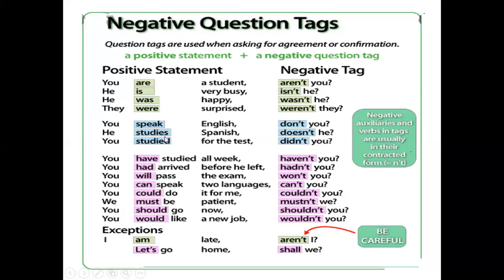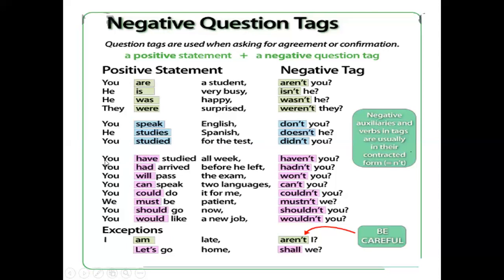He studies Spanish. Studies, this is present simple, but it's with S. لأنها مع S, we use doesn't. ليه doesn't مش does? Because this is the positive. لأنها مثبتة, we changed it into negative. Doesn't he? You studied for the test. Studied, it's past simple because it's past simple ed. إذا نشتق منها didn't. You derive didn't. Positive بتصير negative, didn't you.